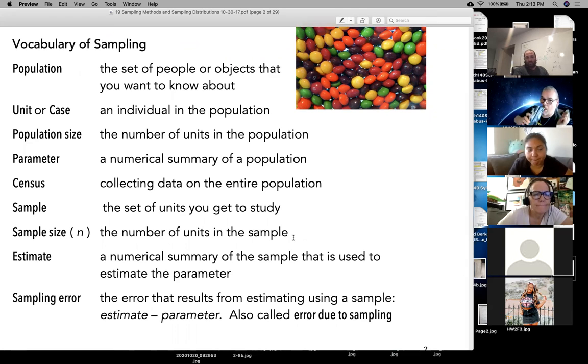So one is the population. This is the set of people or the objects that you want to know about. This is everyone. Then you have the units or the cases. Those are the individuals, right? The population size is, of course, how big the population is. A parameter. This is a big one. A parameter is a numerical summary of the population, not the sample. What are some examples of numerical summaries of a population?